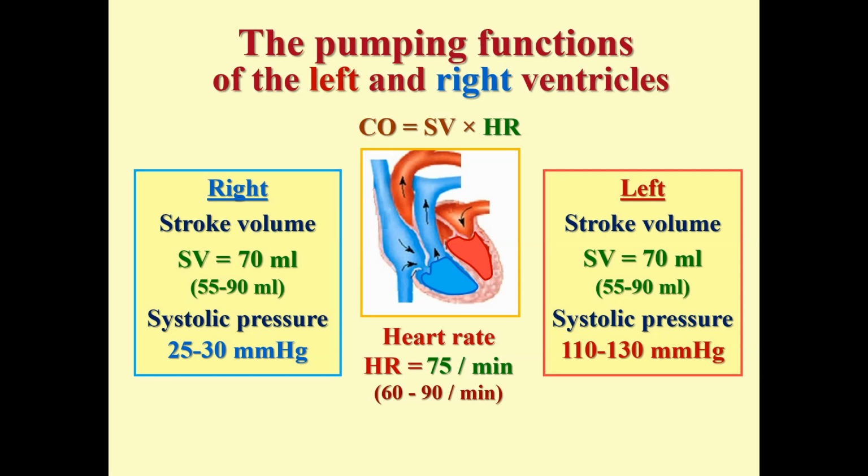So, you see, pressures are different, but the result of pumping, the amount of blood pumped each minute, is the same. The same stroke volume, the same heart rate, the same cardiac output. There is no difference for the two ventricles. Just the difference in pressure, and why this difference is present.